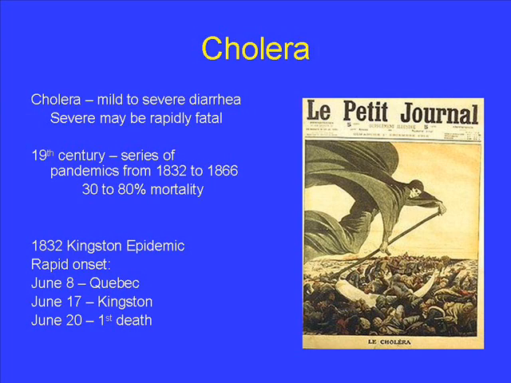Now, in 1831, the first pandemic, the disease had reached Britain, and the people in North America were aware of this, and throughout the spring of 1832 were anticipating that they too were going to face the problem of cholera. And in fact, in 1832, the first cholera was documented in Quebec City. Within 4 days, it was in Montreal, and by June the 17th, it was in Kingston, and by June the 20th, the first death had occurred in Kingston.